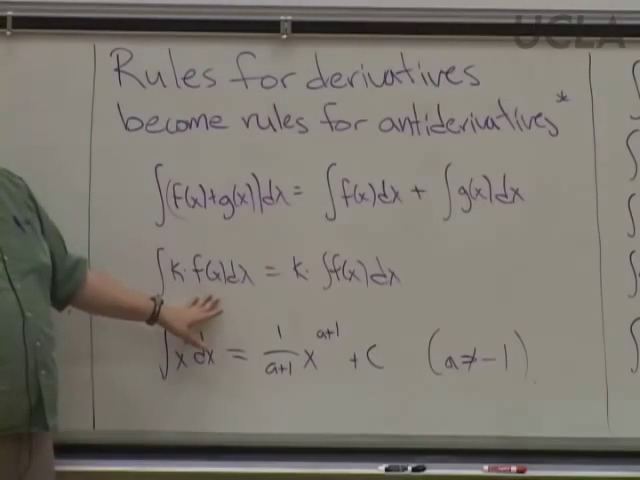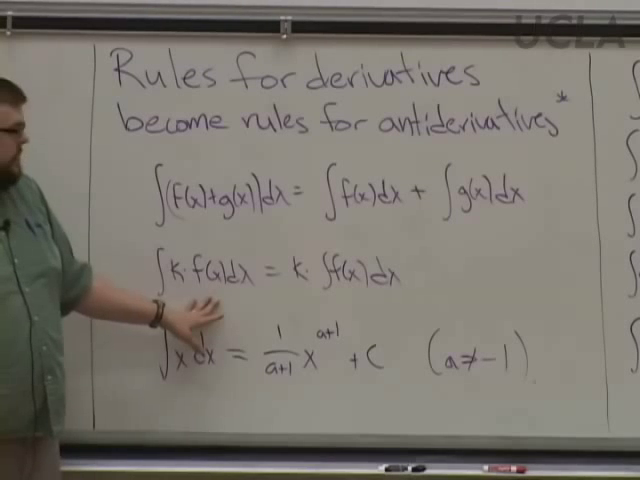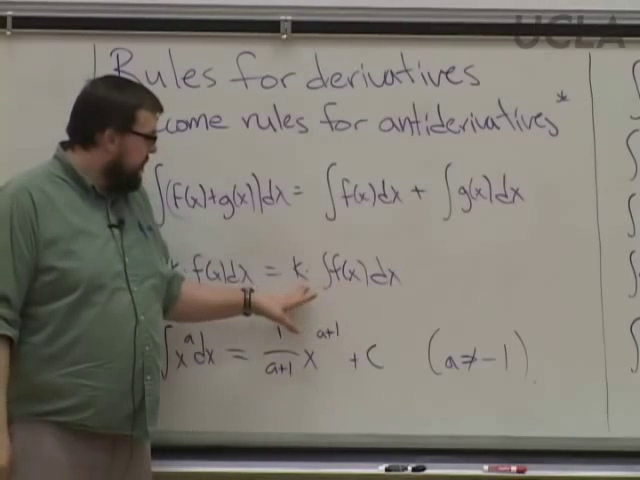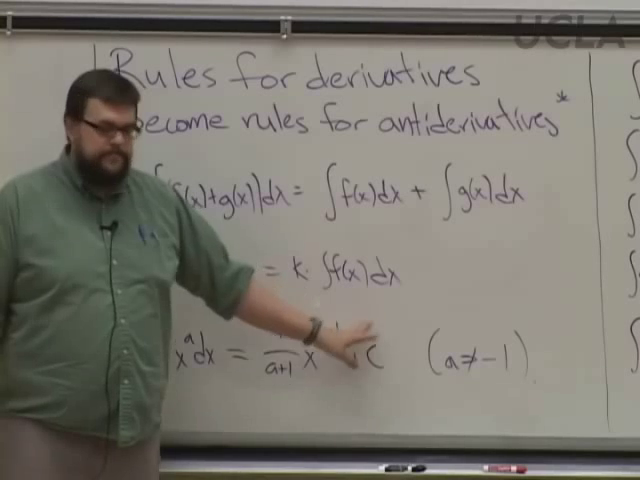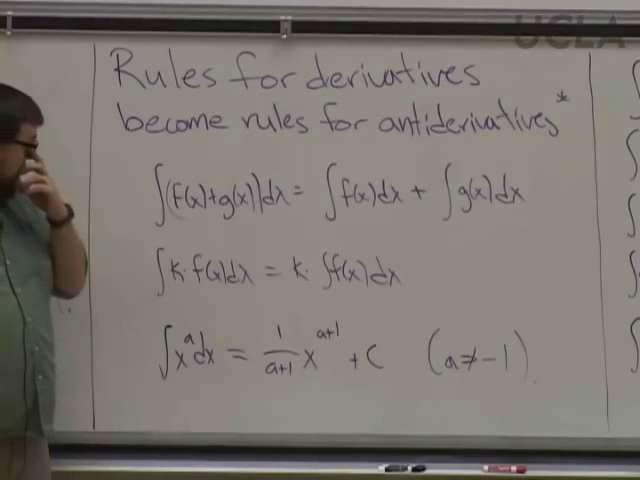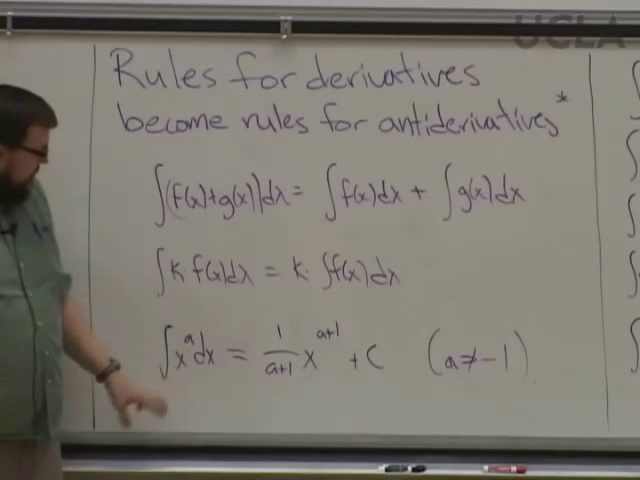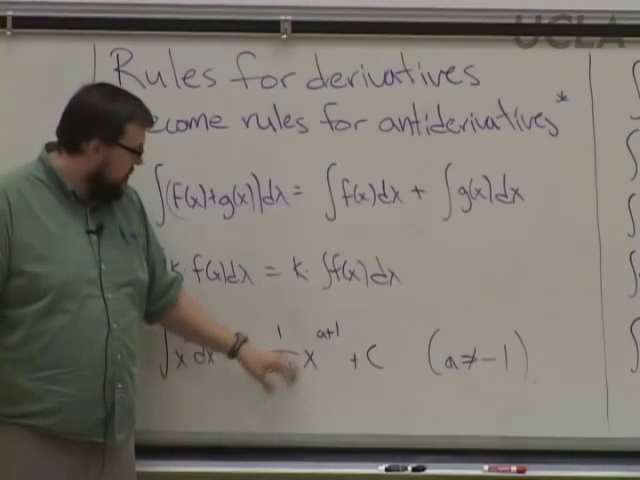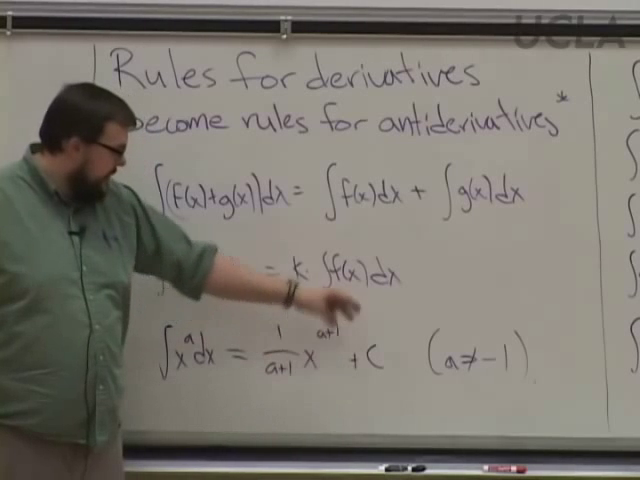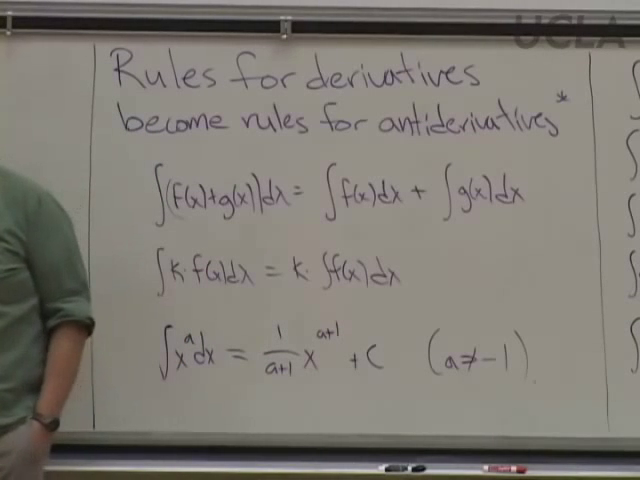If I have a constant times a function, I want to find the antiderivative of that. It's just the constant times the antiderivative of the function. And then some antiderivatives of simple functions. If I have x to the power of a, then the antiderivative of that is 1 over a plus 1, x to the a plus 1. Again, this is if a is not negative 1.